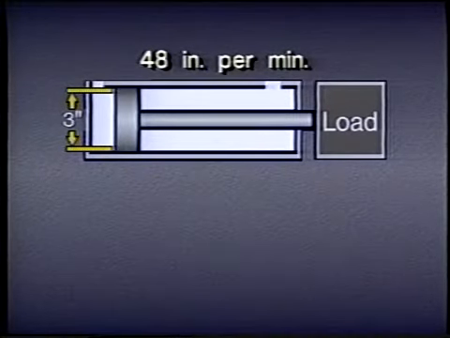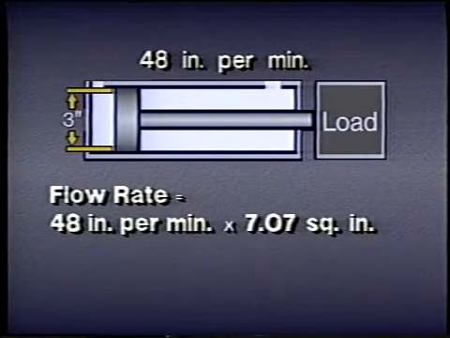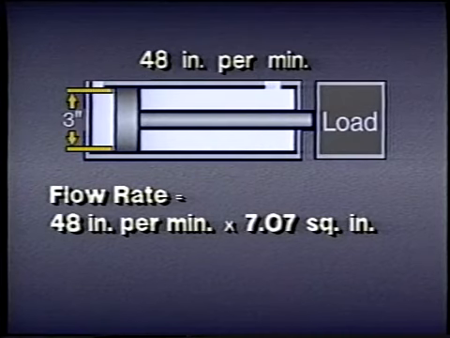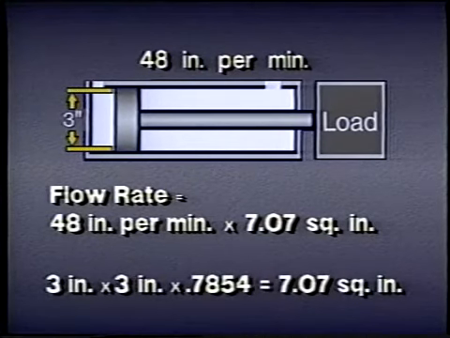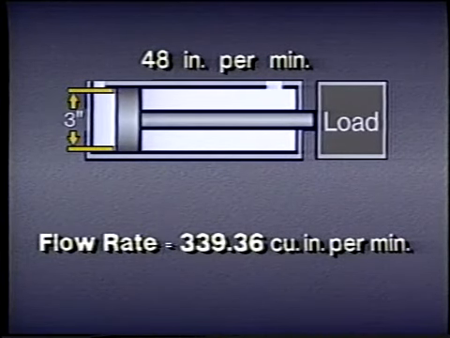Suppose we need to determine the flow rate necessary to move a load 48 inches per minute using a cylinder with a 3-inch bore. To calculate the flow rate, we multiply 48 inches per minute times 7.07 square inches. That's the area of a piston with a 3-inch diameter. The answer is 339.36 cubic inches per minute.